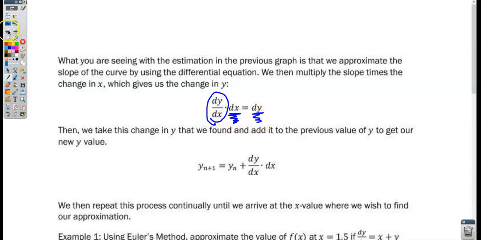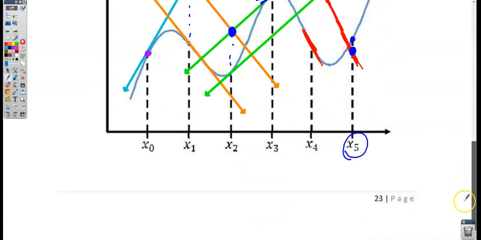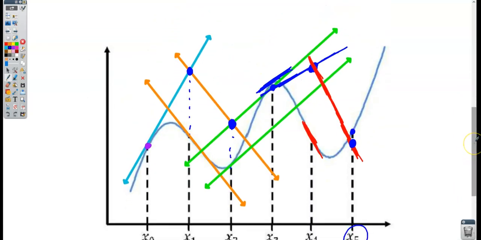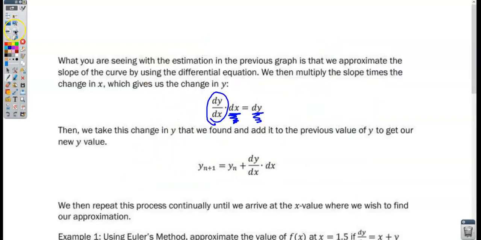Let's go back to the previous slide for a second here. When we took this line, we took dy/dx, which is the slope of this line, and then to get the next approximation point, we multiplied that by dx, which gave us our dy that we added to the function to produce the new approximate value for y. We take that change in y, add it to the previous y, and get a new y. That's how Euler's method is going to work.